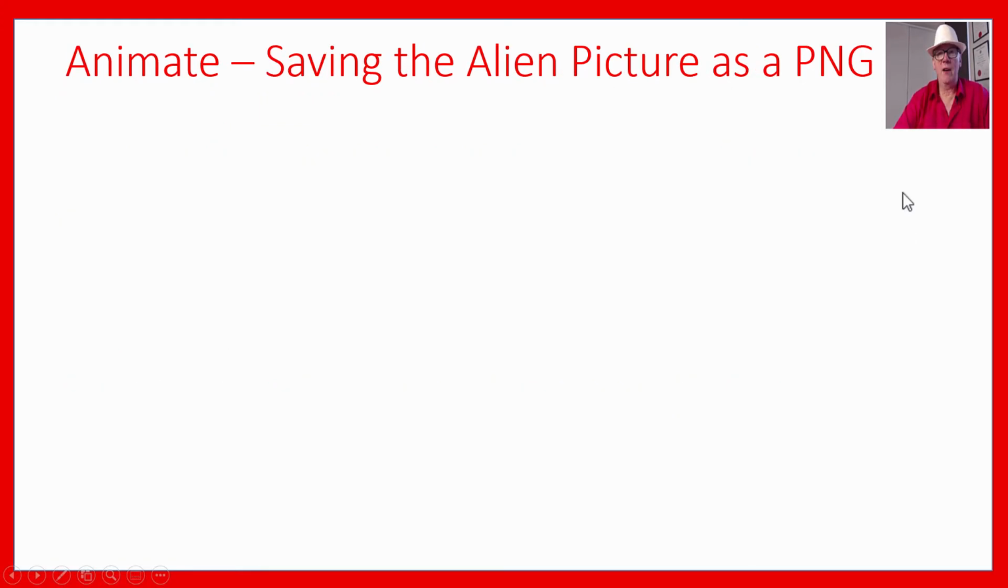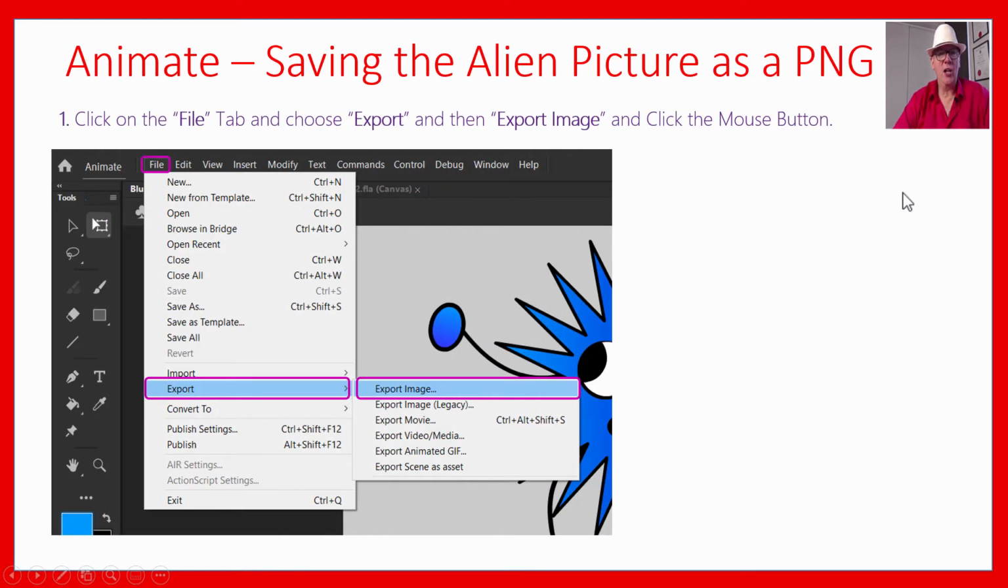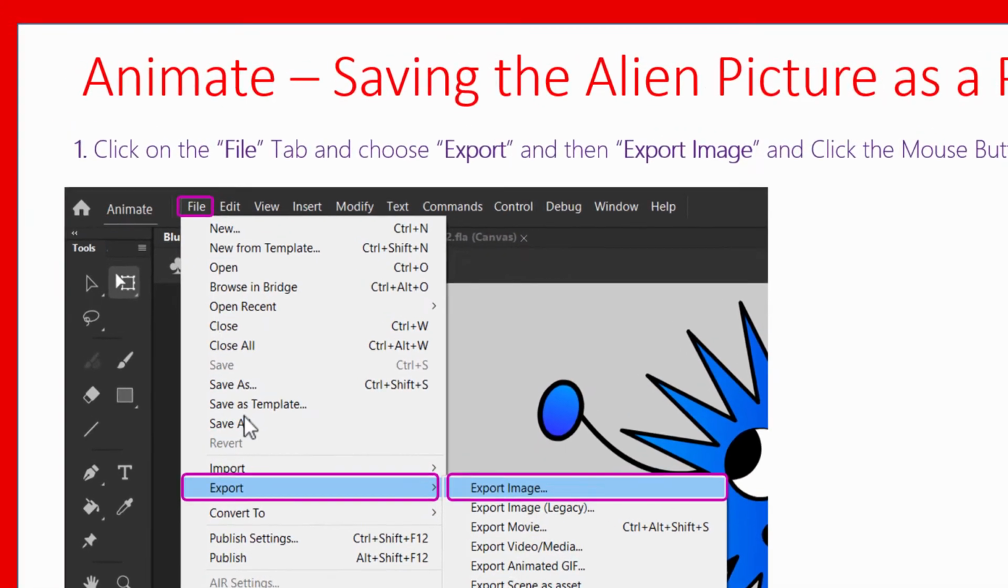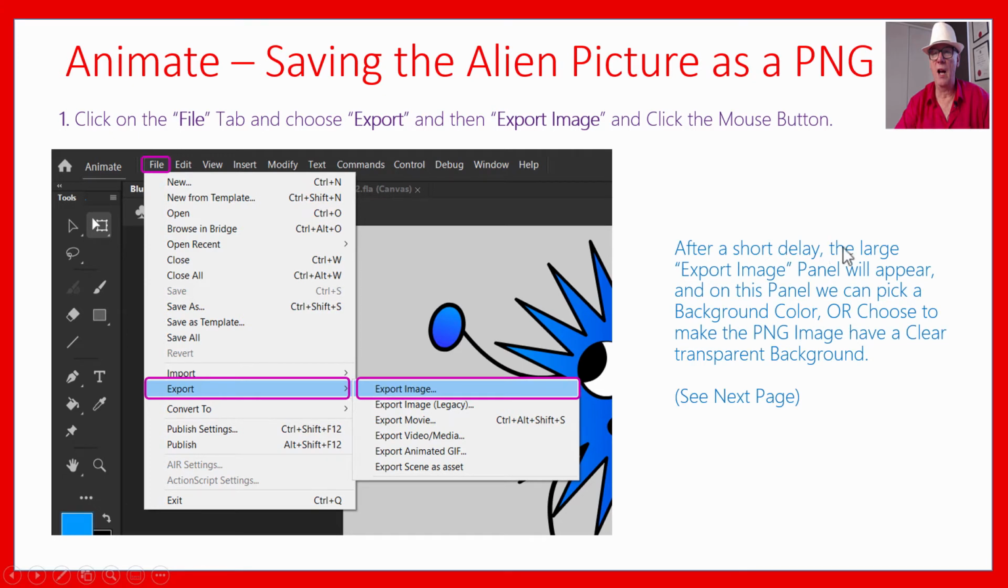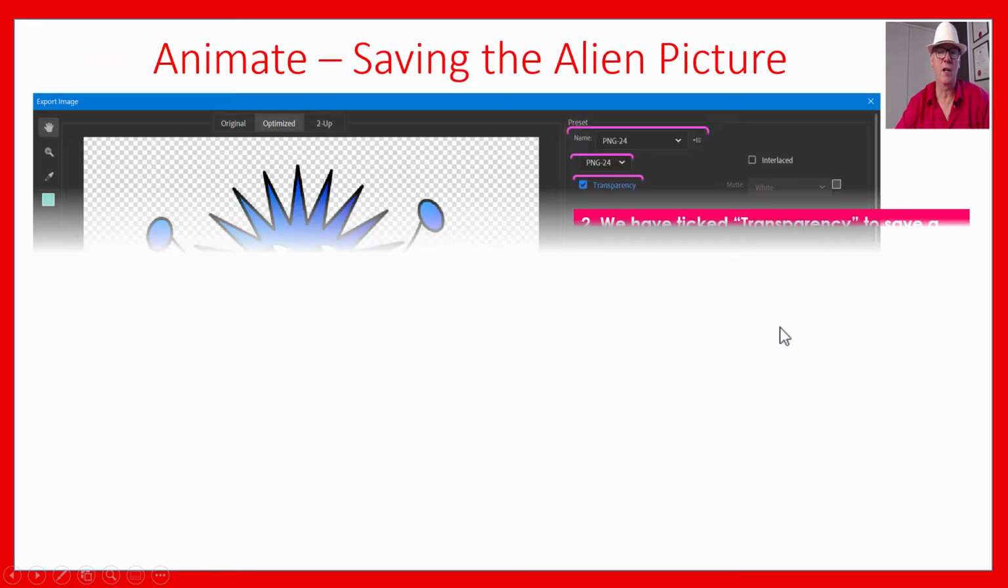All right, finally ready to save the alien as a PNG image, so we could put it on the internet or Facebook or send it to our friends, whatever we want to do. So we go File, Export, Export Image. And after a short delay, this large export panel is going to appear, which we'll see on the next page.